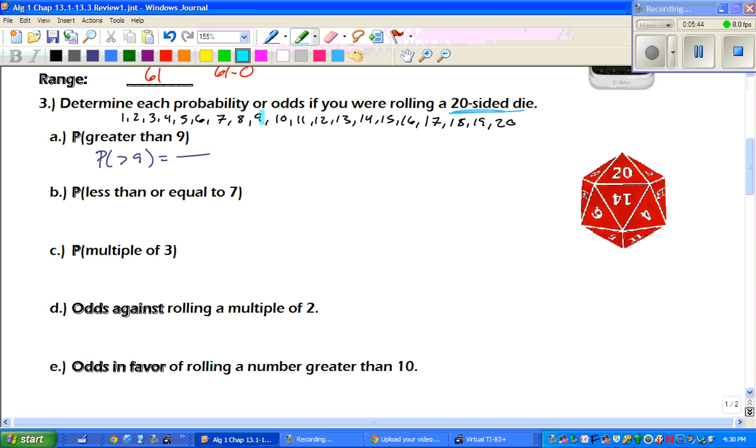Well, is 9 greater than 9? Nope. But all of those numbers are. Now make sure to count, okay? Because 1, 2, 3, 4, 5, 6, 7, 8, 9, 10. There are 11 numbers that are greater than 9. And that's all out of 20. Okay? Now, can we reduce the fraction? No, we can't. And when you divide it, you get 0.55.